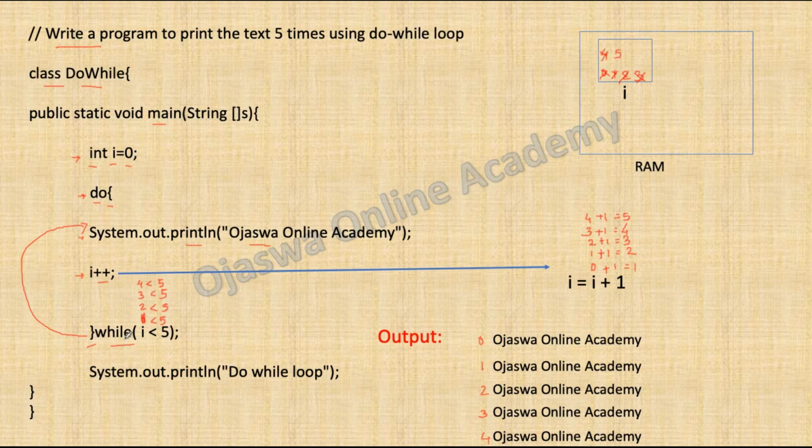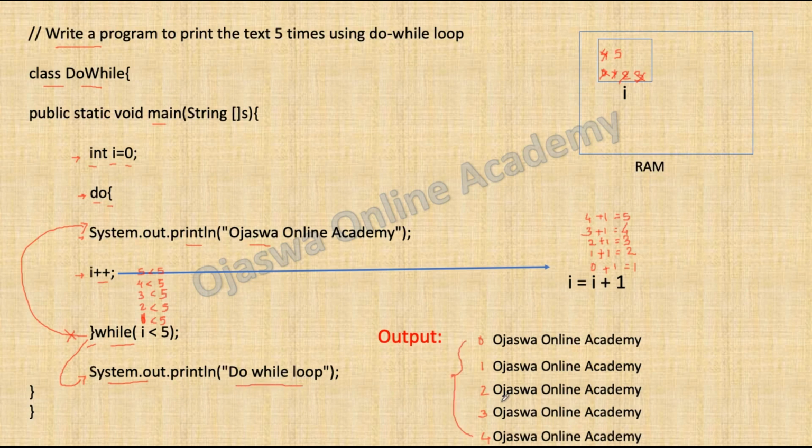The condition is checked. Value of I is 5. 5 less than 5. The condition is false. Hence control of the program will not go inside the do block and the loop will stop iterating. When the loop stops iterating, the next statement after the loop is executed, system.out.println, and the text do while loop will be printed to the console.